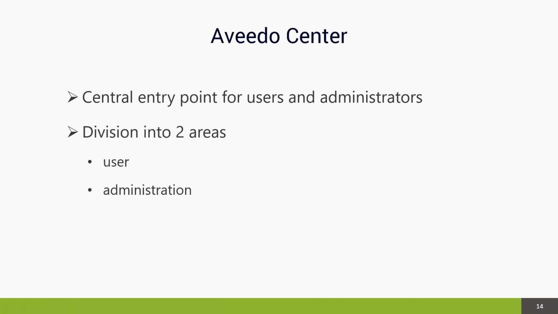The Aveedo Center is the central entry point for all user groups. Thus, only one URL is needed to get all relevant information for my application landscape. The Aveedo Center is divided into two areas, for the users and for the administrators who technically manage the landscape. First, let's take a look at the users page.